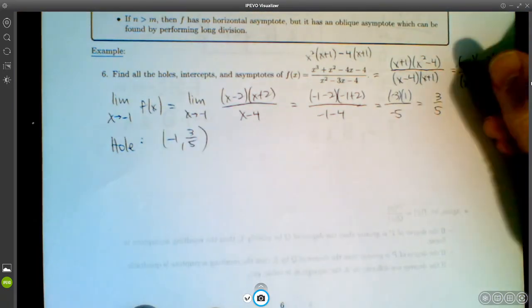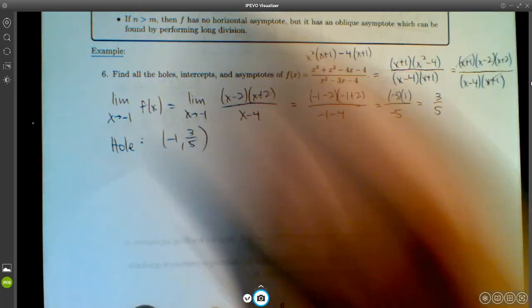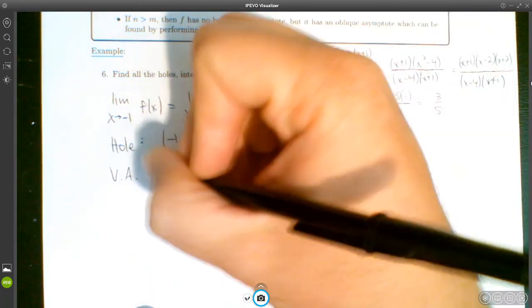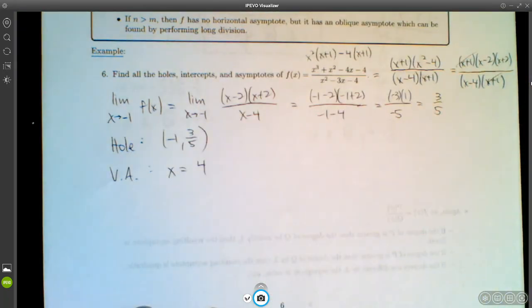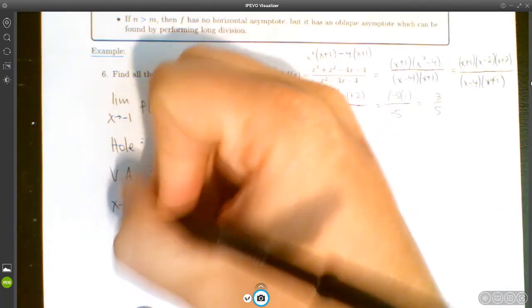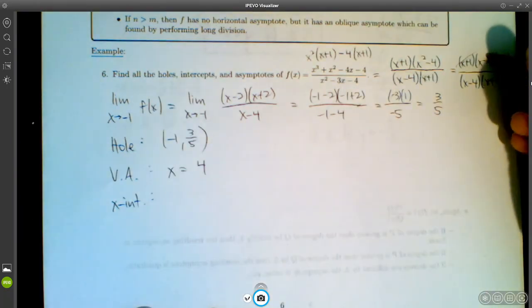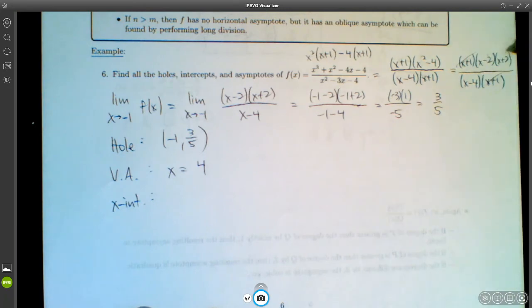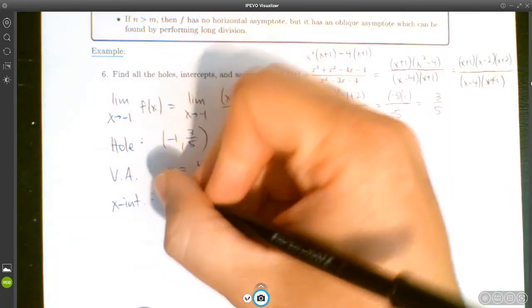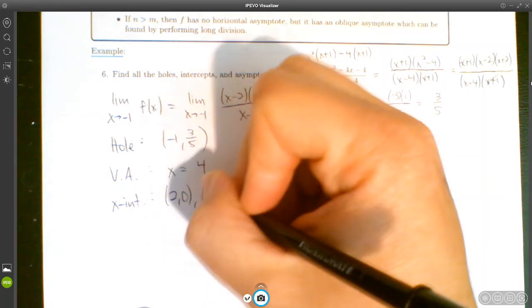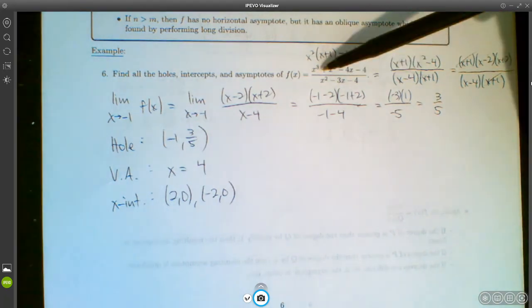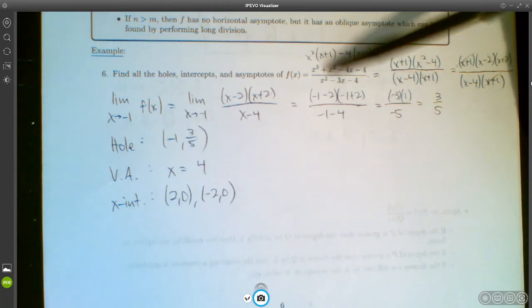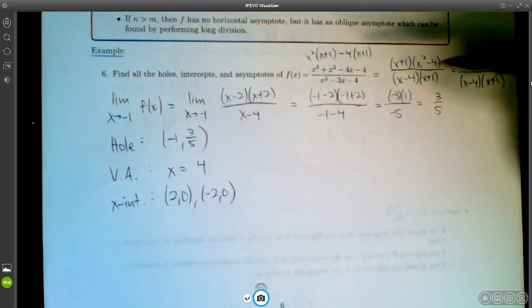Okay, I've got a vertical asymptote at x equals 4. I've got x-intercepts at 2 and negative 2, right? They're the zeros that come from my numerator, 2 and negative 2. Now, do I have a horizontal asymptote? Well, no, because the degree of the numerator is greater than the degree of the denominator, so there's no horizontal asymptote.